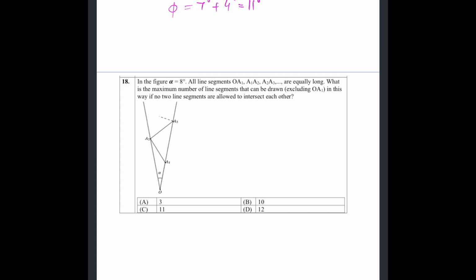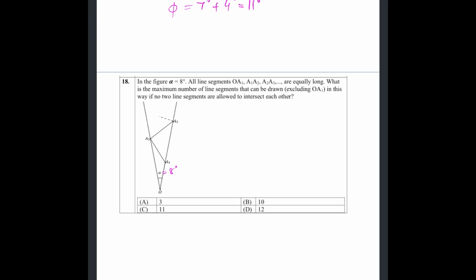Look at question 18. In this, what are they doing? We have a figure in which angle alpha is 8 degrees. Now all the line segments OA1, so we're talking about these line segments that are drawn. After a point, we won't be able to draw these line segments if they're all equally long. So we'll fall short at one point, and we need to figure out what that point is.